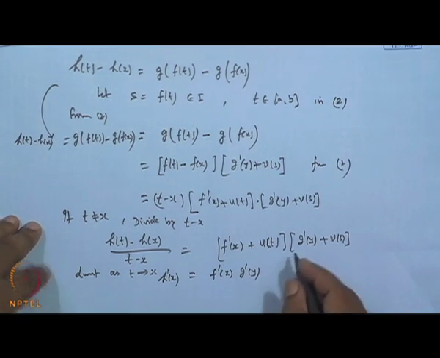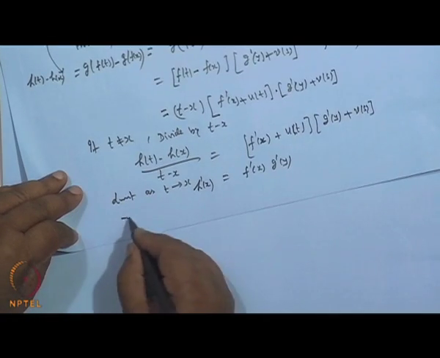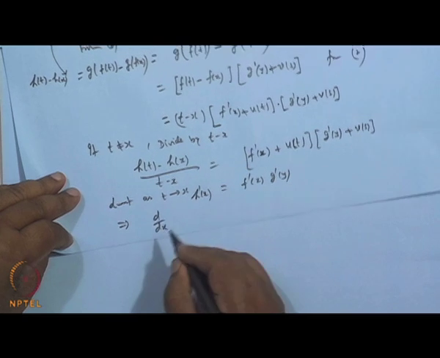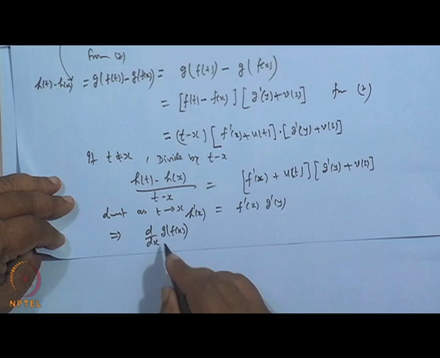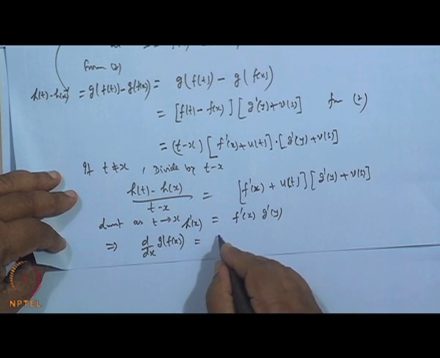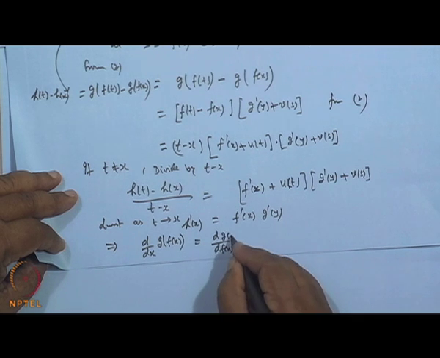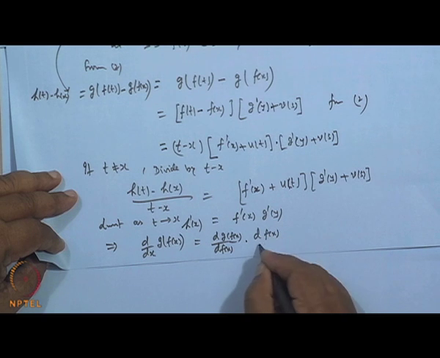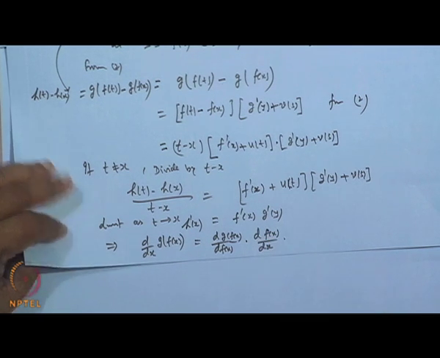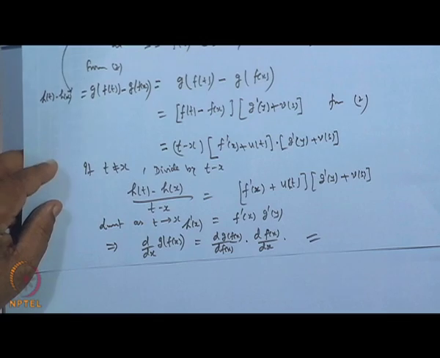So, this implies that the derivative of this composite function g of f x with respect to x is the derivative of g with respect to f x, then the derivative of f x with respect to x. That is what it shows. So, this proves the result. So, this is the composite function rule, which is very much helpful in solving problems.